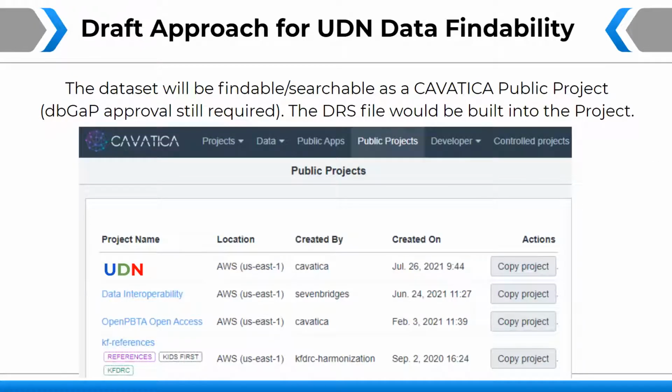This is just a draft proposal, but ideally a user would not have to go through this process of SRA run selector or indexing service. So Seven Bridges is looking into maybe building the DIRS links into a public project in Cavatica. So once a user logs in through RAS to this public project, they still need to get dbGaP approval. And RAS will carry those dbGaP permissions, but the user will more easily be able to analyze the data in Cavatica because those DIRS links will be built in. Next slide.